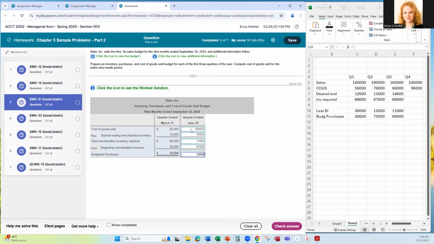Oh, whoops, sales, desired ending. Oh, whoops, I started on the wrong one. That's why. Got faster than I was reading here.